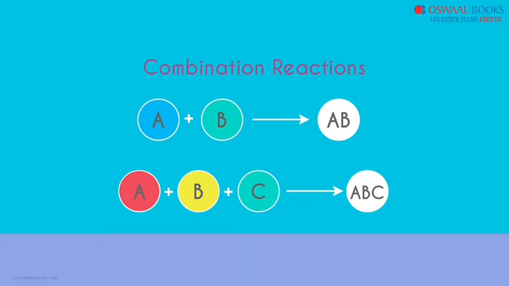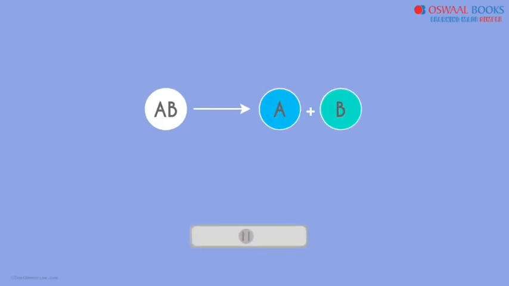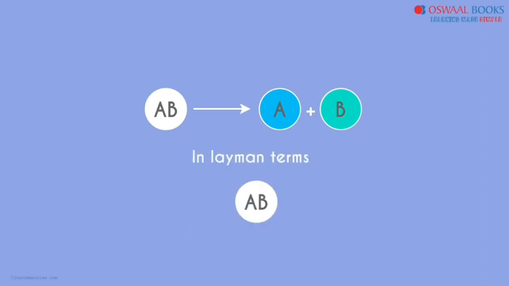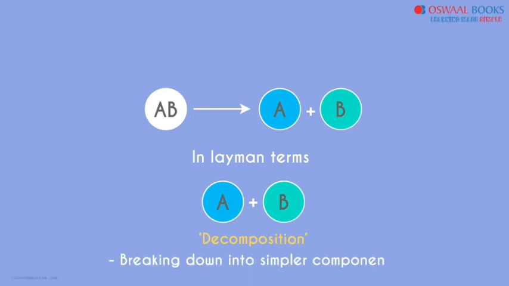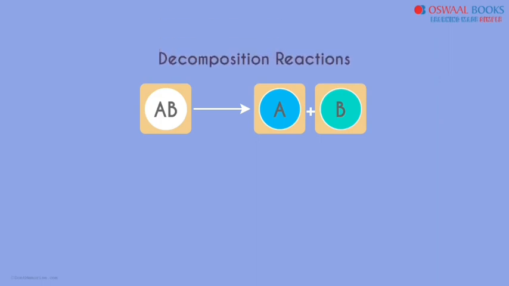Now let me give you another example. How would you describe this equation? Here you'd probably say something like AB is broken down into A and B. A more sophisticated word would be decomposed. Decomposition generally means breaking down into simpler components. Such reactions in which a single compound breaks down into simpler substances are called decomposition reactions.